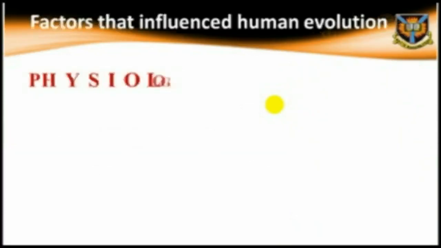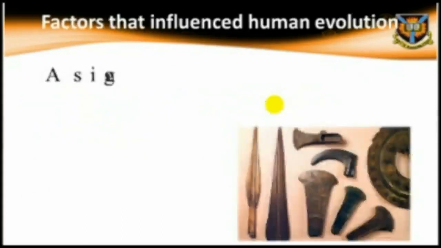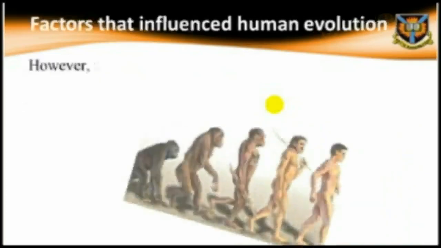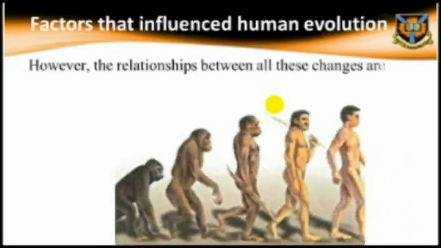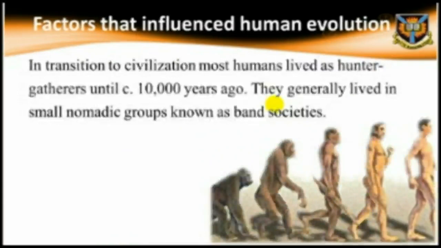Physiological and behavioral change involved the evolution of hidden oestrus, or concealed ovulation, which coincided with the evolution of important behavioral changes. A significant behavioral change was the development of material culture. However, the relationships between all these changes are still a subject of debate. The next stage is the transition to civilization.